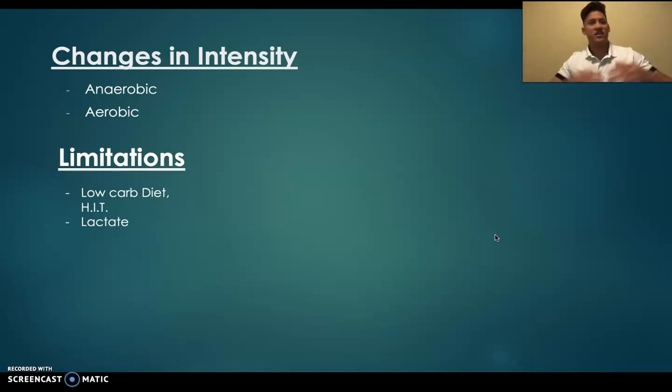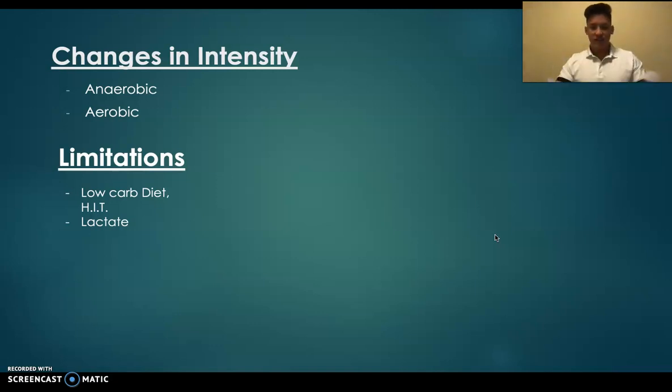It's not one or the other. So, for instance, if right now I'm using more of the aerobic state because I'm not doing any high intensity, that doesn't mean that I'm not using my anaerobic state as well.